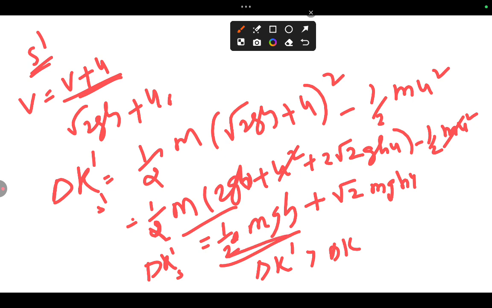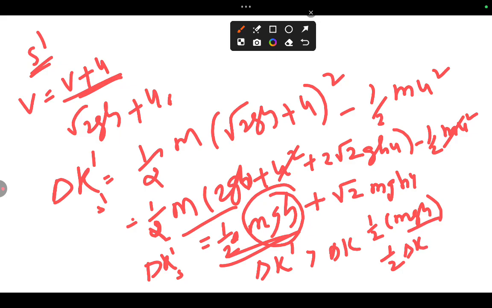Previously we got mgh with respect to the earth. So ΔK' equals ΔK, which we saw previously with respect to earth, plus the extra term. That means ΔK' is greater than ΔK. So your answer is that option. Question number 83, the answer is C.